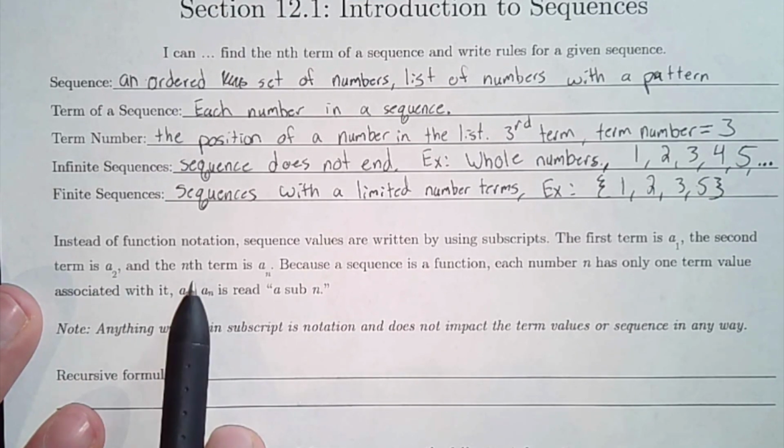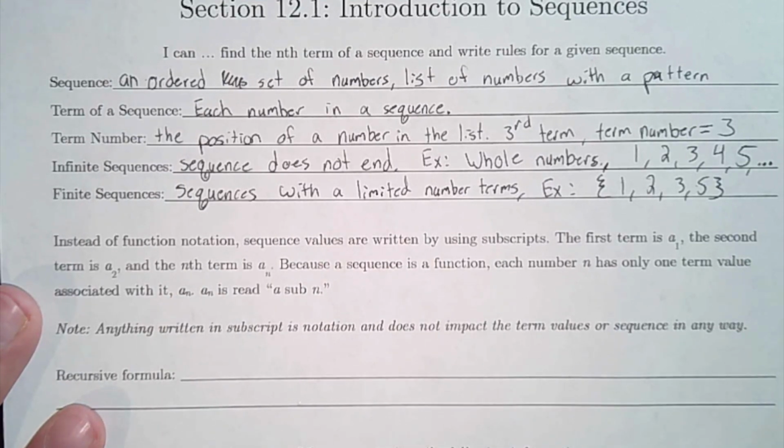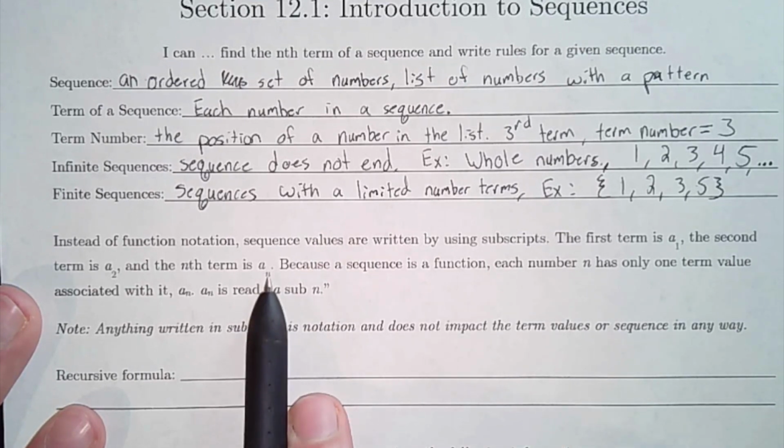Now the nth term, that n is like a variable. I don't know exactly what term it is. It's just kind of a general, it's some term in the list. So we use the n here, and I write it as a sub n, and I get that n down below. I know it's a little hard to see on the screen, but if you have it printed out, you can see that. So it's an a with a little n below it.